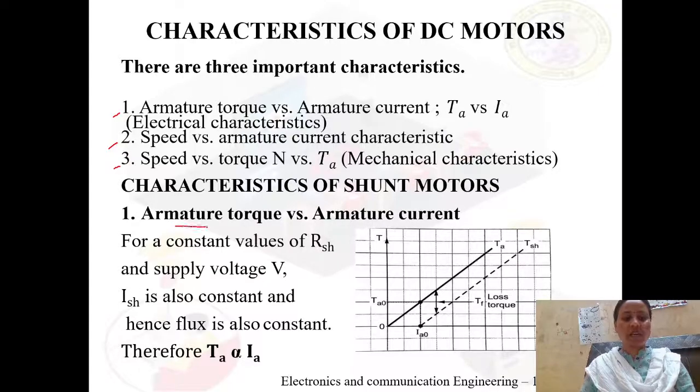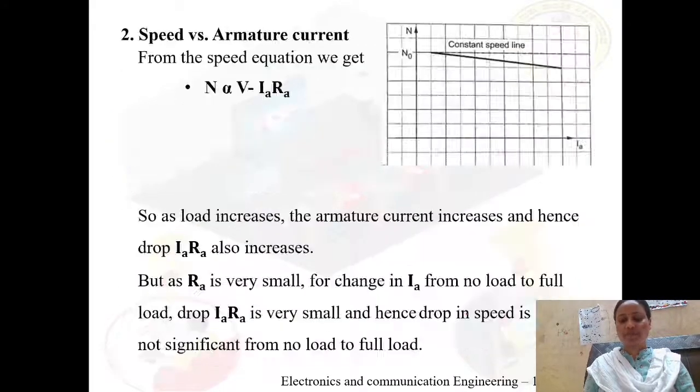Okay, let us take the shunt motor and we will discuss the three characteristics one by one. First, we will consider armature torque versus armature current. We just now discussed the relationship between torque and armature current in case of shunt motor. Torque in the armature is directly proportional with the armature current. Therefore, as we increase the armature current, the torque will also increase linearly. Hence, we can show the linear graph which is indicated in this diagram.